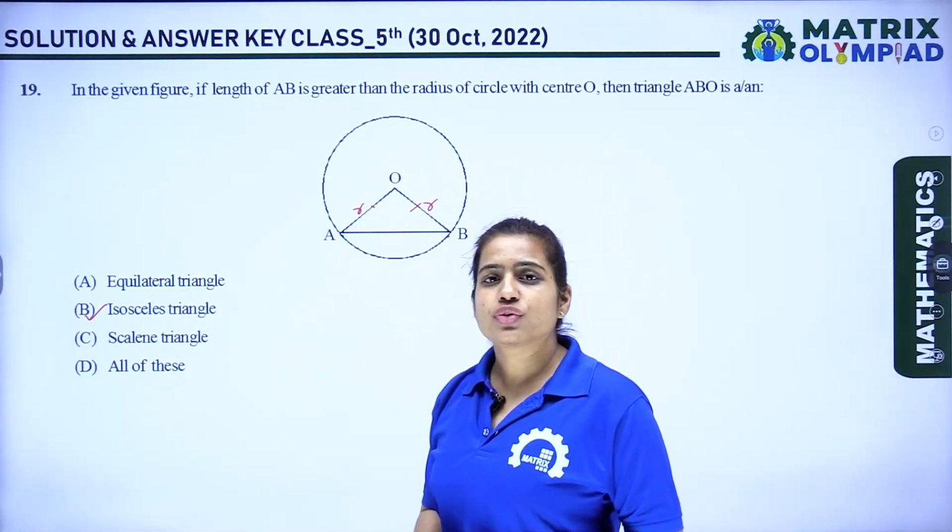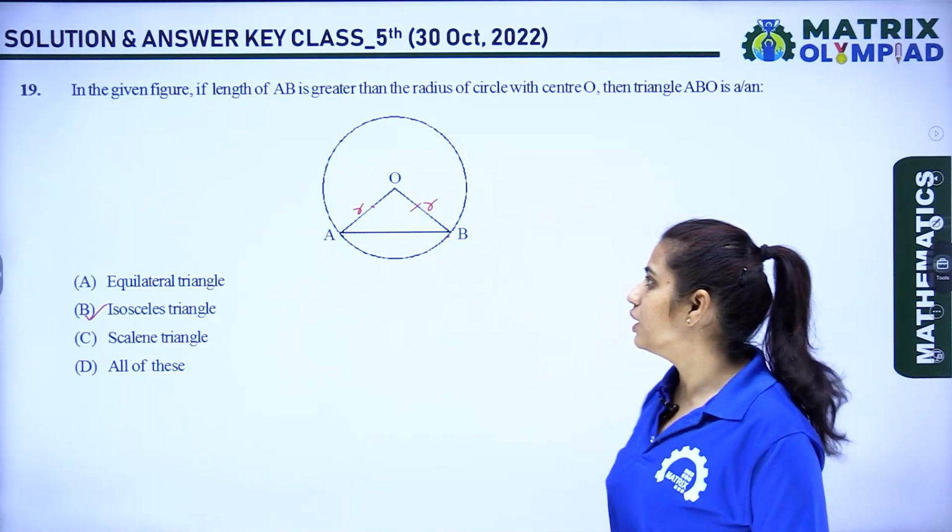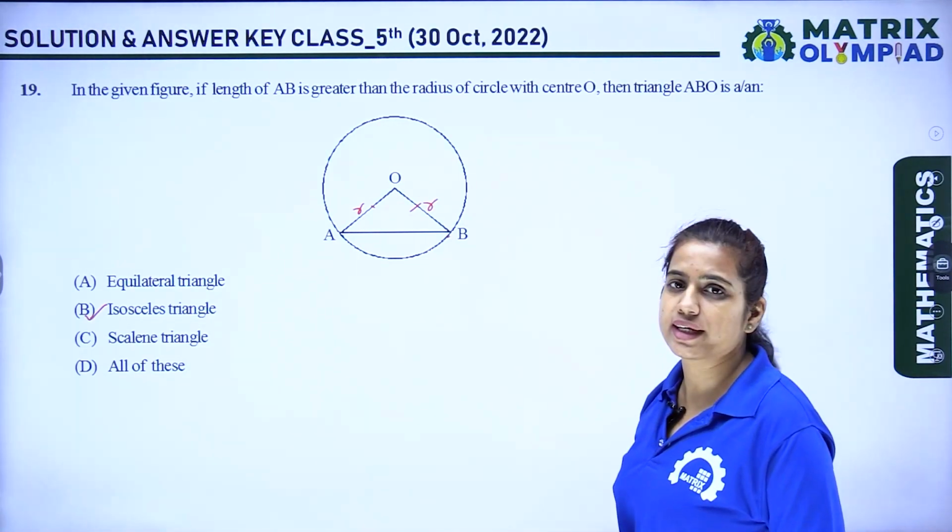As in an isosceles triangle, two sides are equal. So option B is the correct answer.